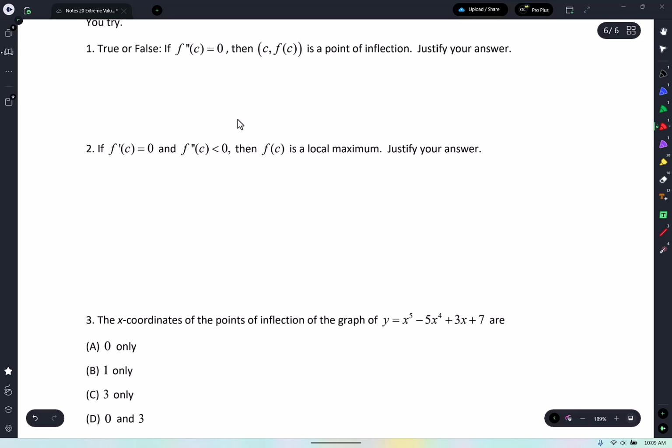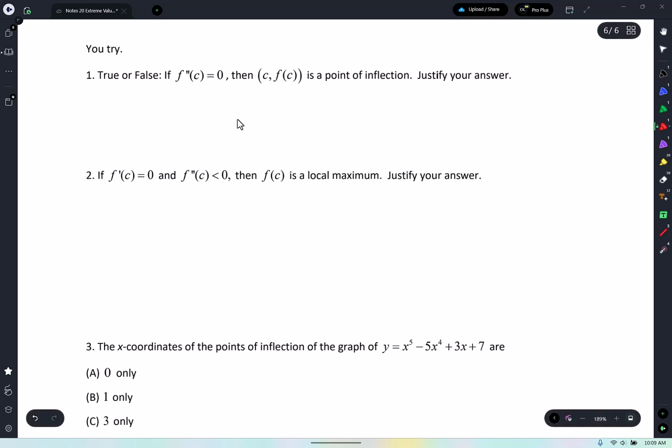All right, here we go. You try. True or false? If the second derivative is 0, then that coordinate is a point of inflection. Justify your answer. Is that true always? If the second derivative is 0, is that always a point of inflection? No, not always. It's false. Sometimes it is, but not always. So false. Can we think of a counterexample?